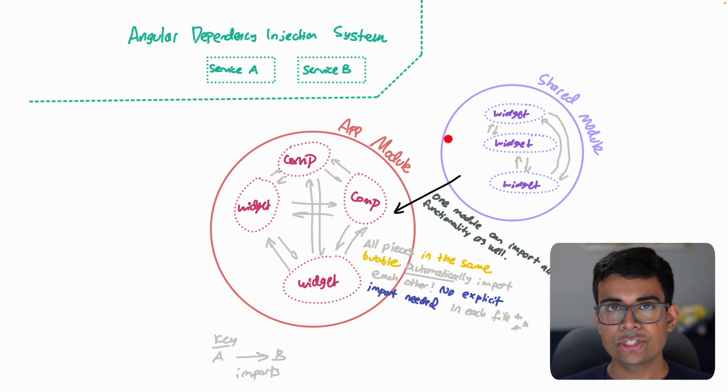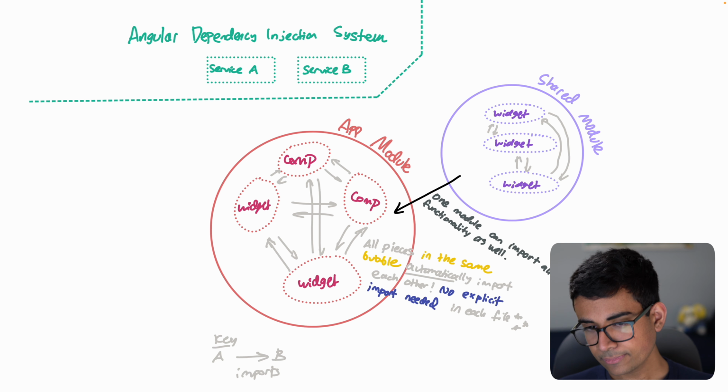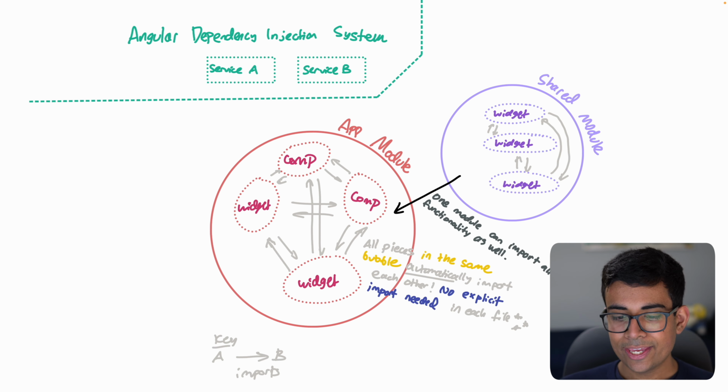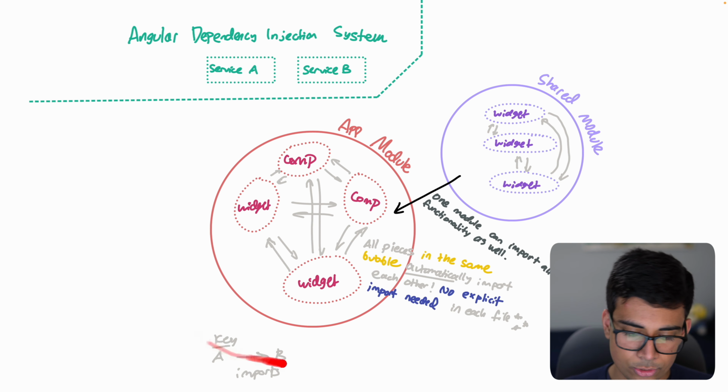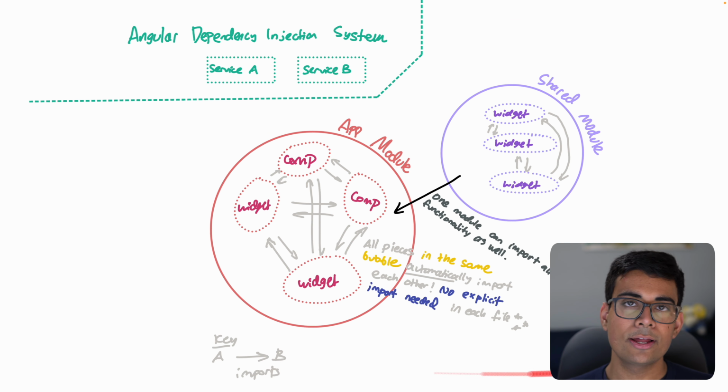Same thing here. We have a shared module, and this shared module contains 3 widgets inside of it, and these 3 widgets can also access each other. And then finally, we can import our shared module into our app module so that everything in our app module can now access our widgets in the shared module. And so this is more of a visual representation of what is going on.